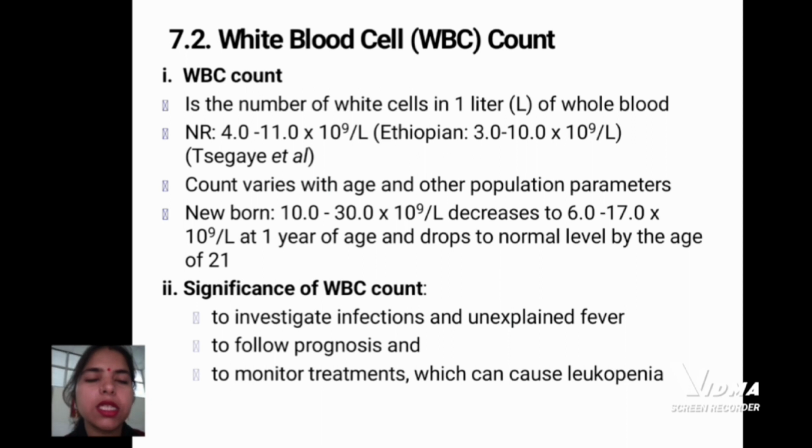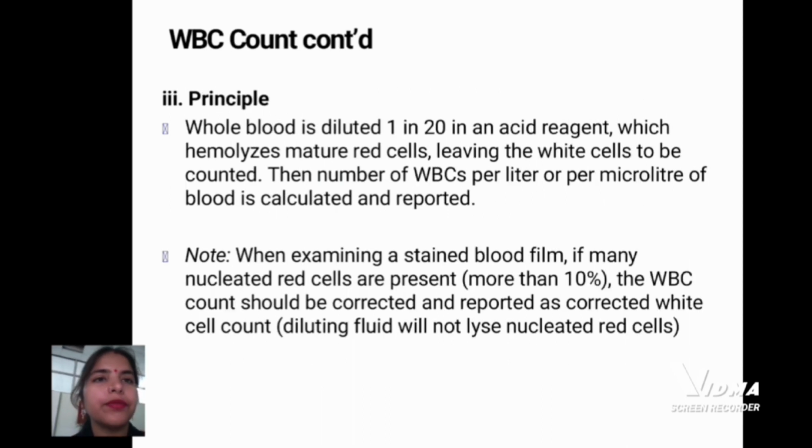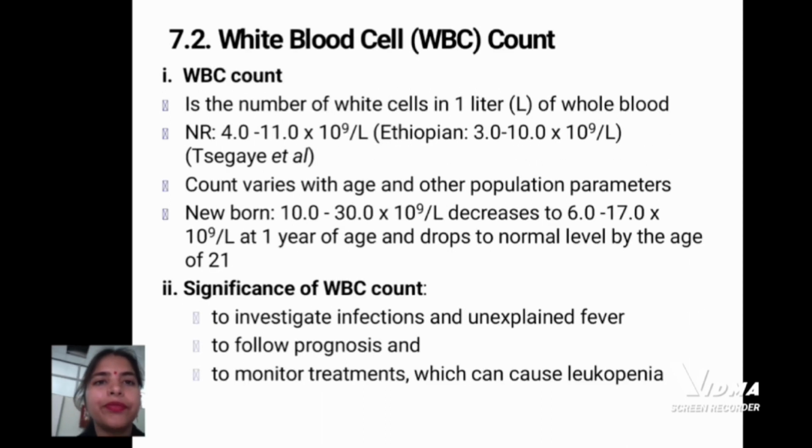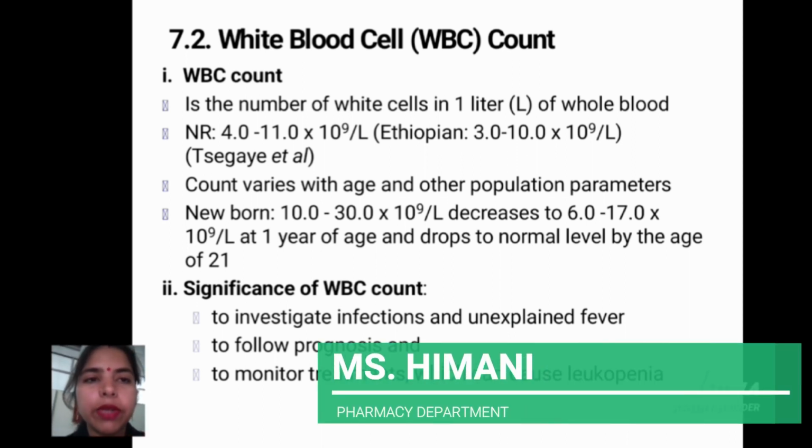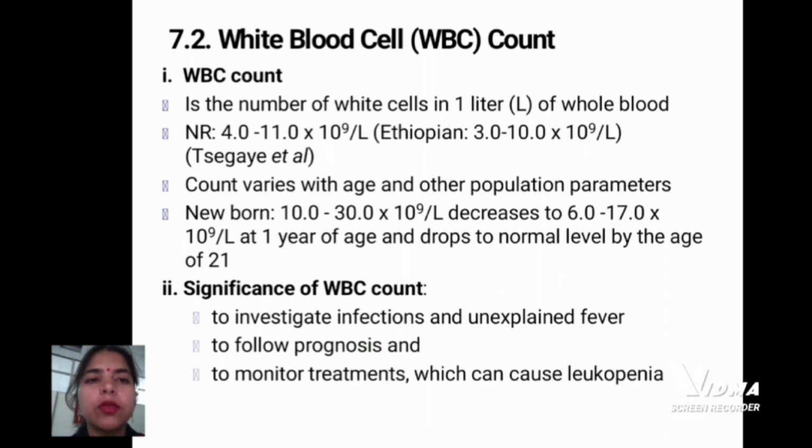In today's class, I discuss the WBC count, that is the number of white cells in 1 liter, and the count varies with age and other population parameters. That is, the newborn has only 10 to 30 per 10^9 per liter, and next is the significance of the WBC count. To investigate infection and unexplained fever, and to monitor treatment which can cause leukopenia.